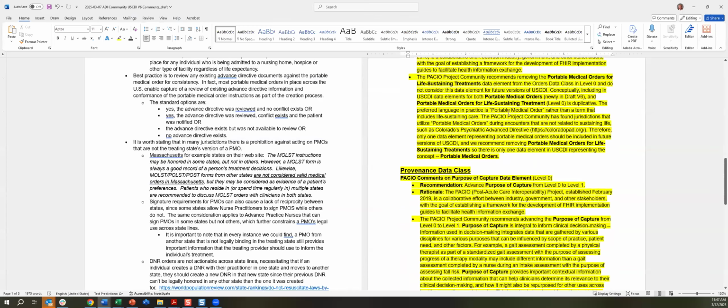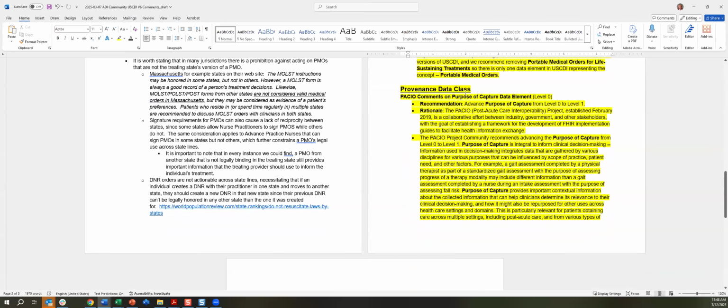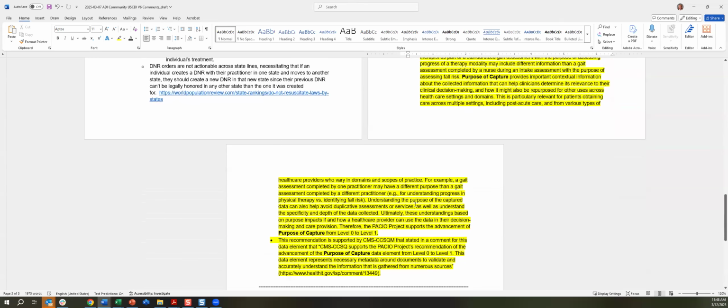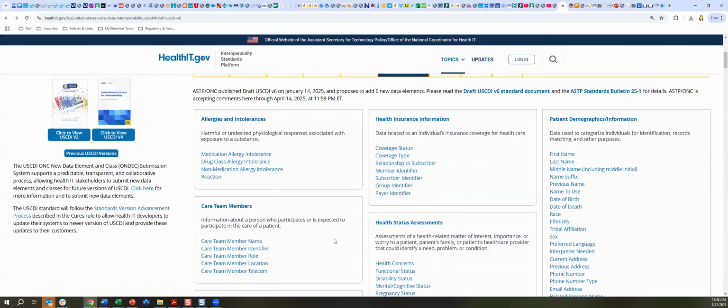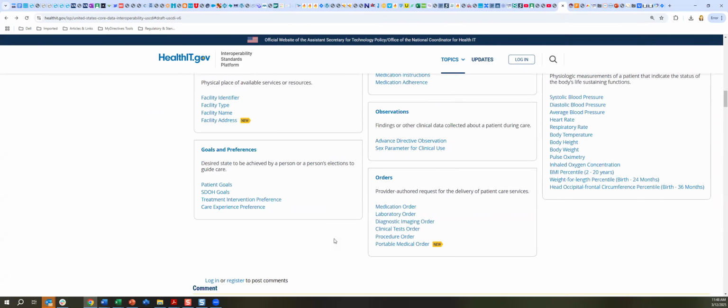And then you will see on the document too that there is a provenance data class, and purpose of capture is being recommended to move from the first step of the staircase to the second step. When I send this out, you can review this and see what you think about that. It feels as though purpose of capture might be really helpful if you were looking at, don't go past it, don't go past it. Okay.